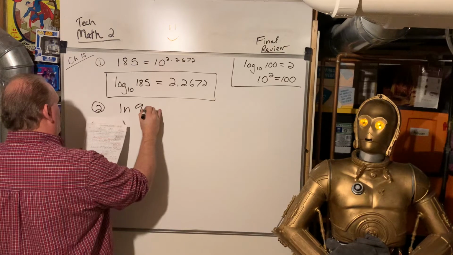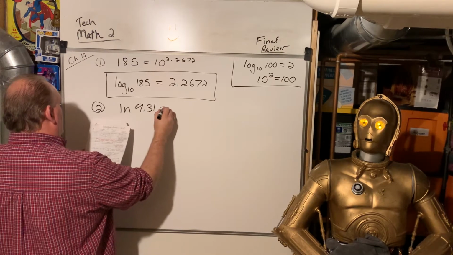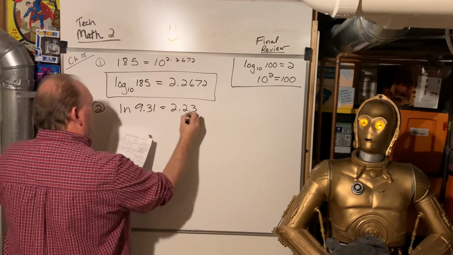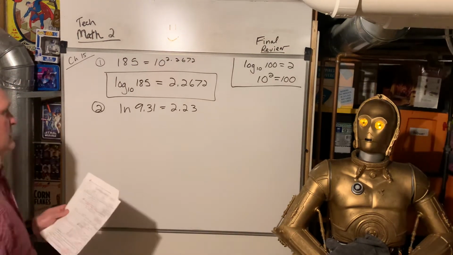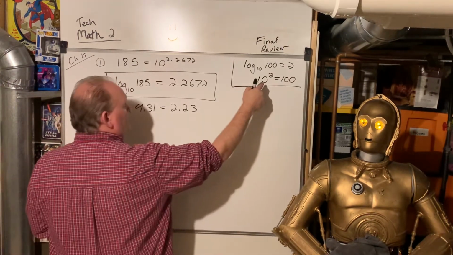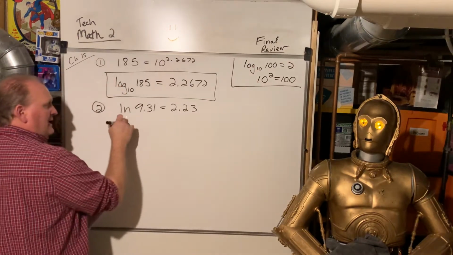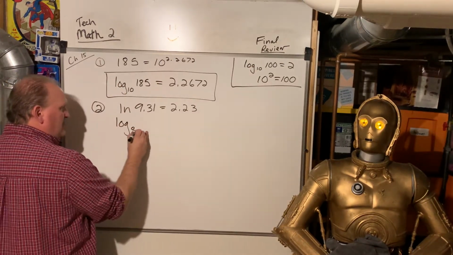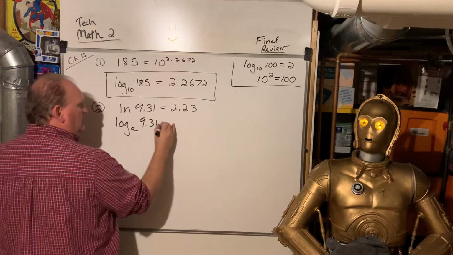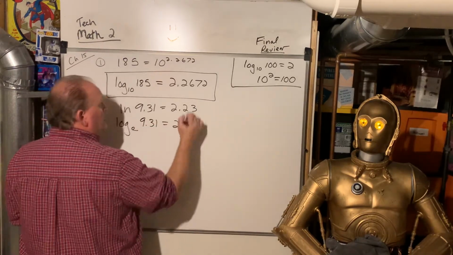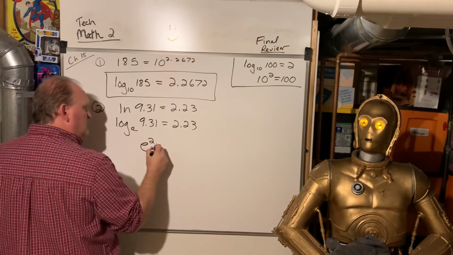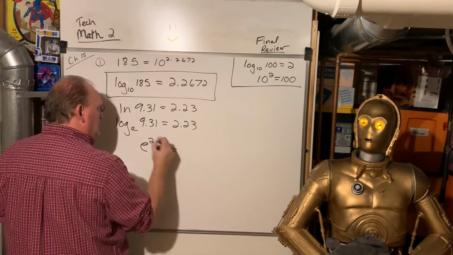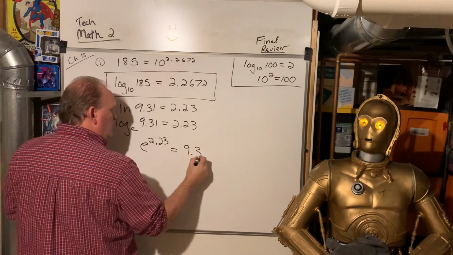ln of 9.31 is equal to 2.23. It says write as a power e equation. So again, just what we're doing here, but now we're going from log. Remember ln, that's log base e. And it's just the reverse of what they had us do there. So e to the 2.23 is equal to 9.31.